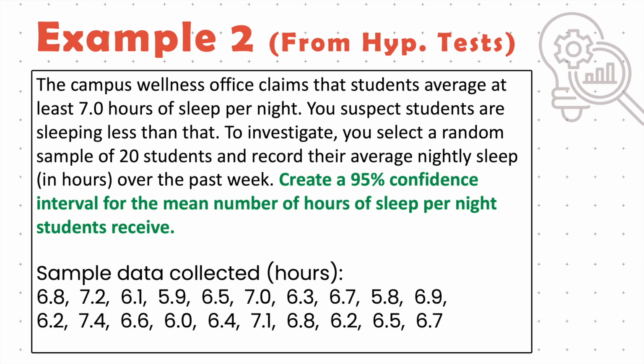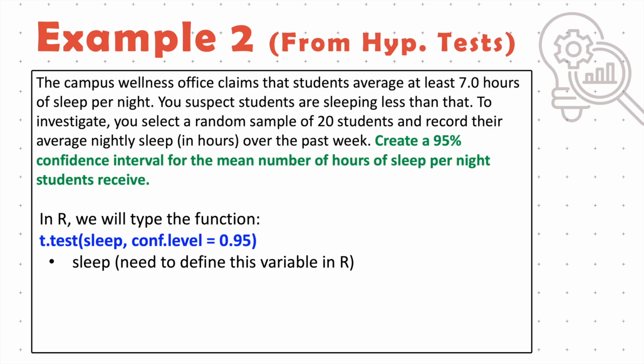The second example that we saw in the hypothesis test lesson was about how much sleep that students are getting on average per night. So we collected a sample of 20 students and recorded their average nightly sleep for the past week. Now we want to create a 95% confidence interval for the mean number of hours of sleep per night, and we use that t.test function in R.